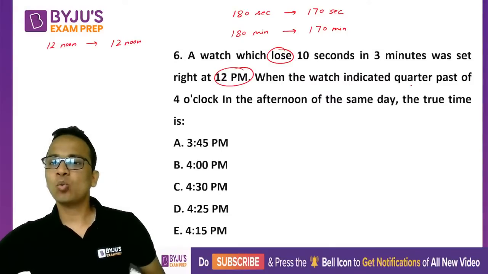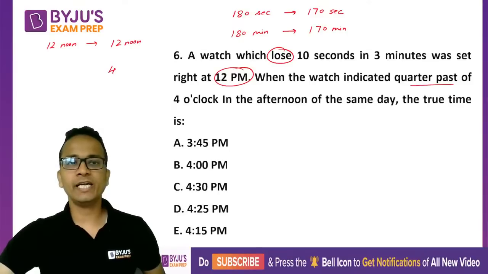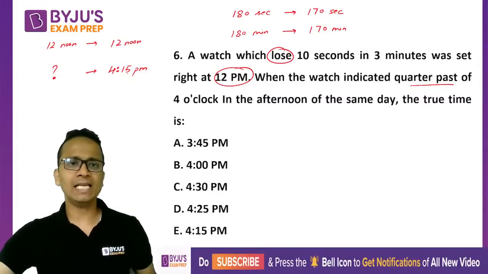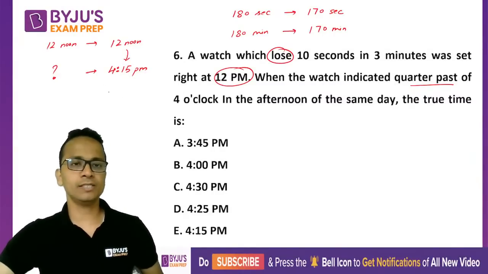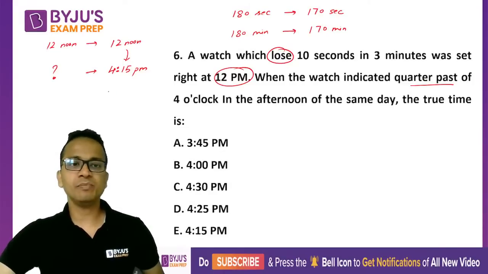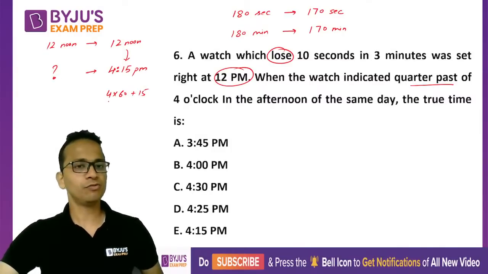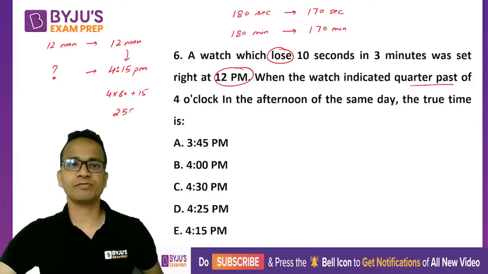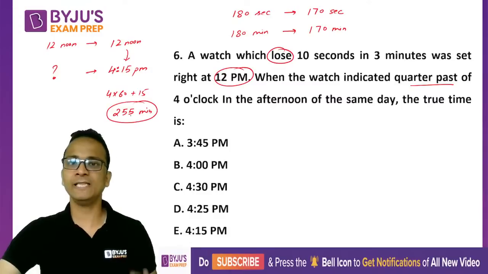When the watch indicates quarter past 4, so when this watch shows 4:15 p.m., what will be the correct time? The total time that has elapsed in this faulty clock is 4 hours and 15 minutes. That is 4 into 60 plus 15, so 240 plus 15, 255. So 255 minutes in total have elapsed in this case.